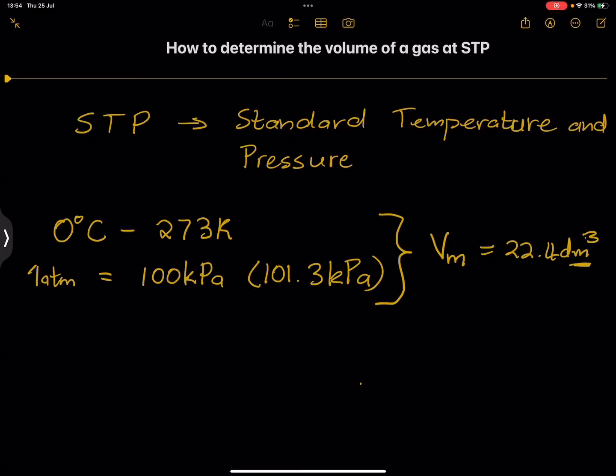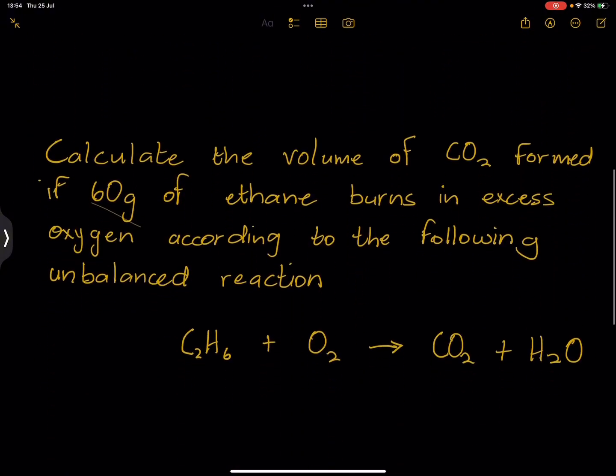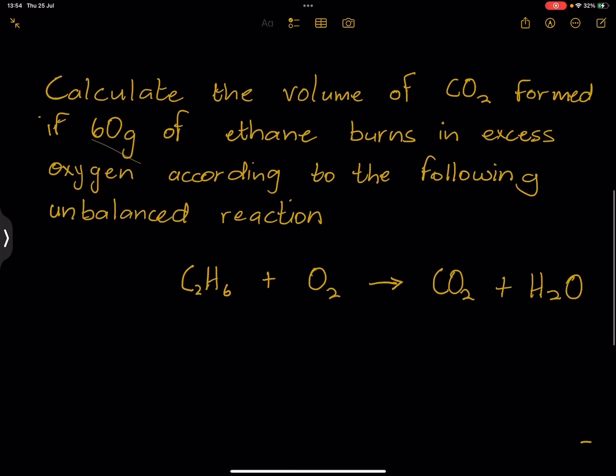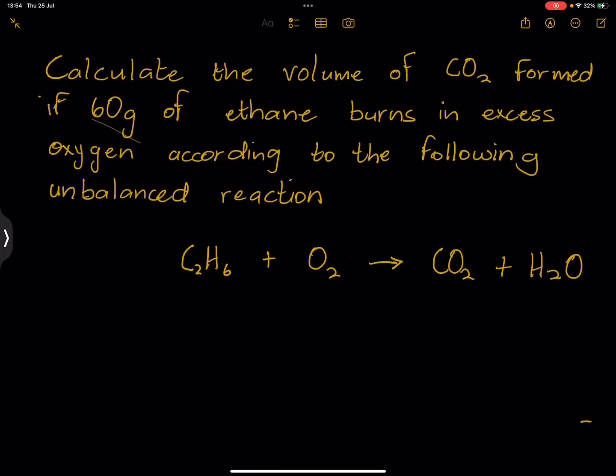Now, in this case, what we're going to do, ladies and gents, is just know how to determine the volume of the gas. If we were given mass, how would we use that to determine the number of moles? And how would we use the number of moles to determine that volume? So I want us to quickly look at a question together. They say to us, calculate the volume of carbon dioxide formed if 60 grams of ethane burns in excess oxygen, according to the following unbalanced reaction.